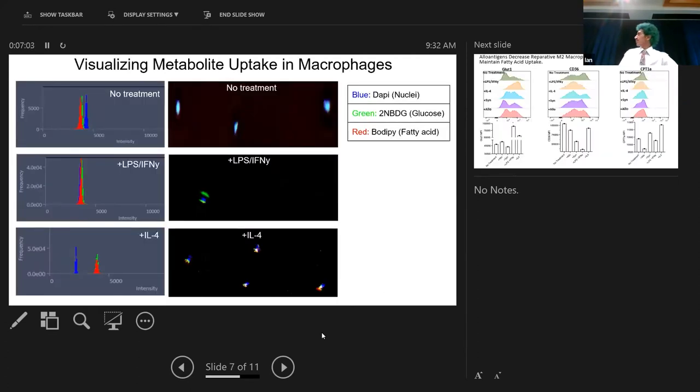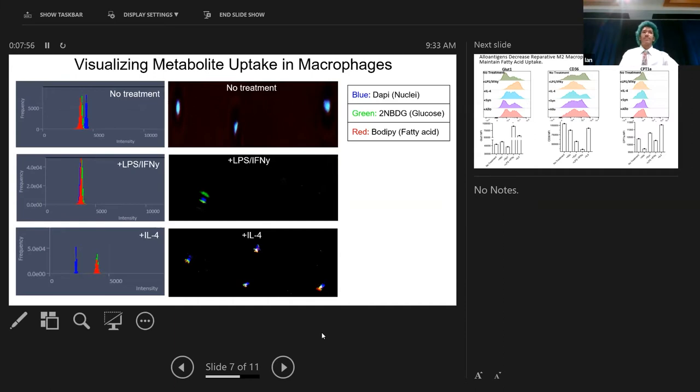So this is from the microscopy. You can see in the no treatment that there is a high expression of the DAPI, which is just staining the nucleus of the cell. So we know the cells are there, but they're not very active, metabolically speaking, because there's very little red and green present. And that is expected. And of course, when you move to the treated conditions of LPS and interferon gamma, there's more metabolic activity. And more importantly, there's more 2-NBDG, the analog of glucose, which is expected for pro-inflammatory macrophages. But what's a little interesting was that IL-4 was also expressing more of this glucose rather than BODIPY, the fatty acid. What's important to note is that it was still expressing more BODIPY than the pro-inflammatory macrophages.